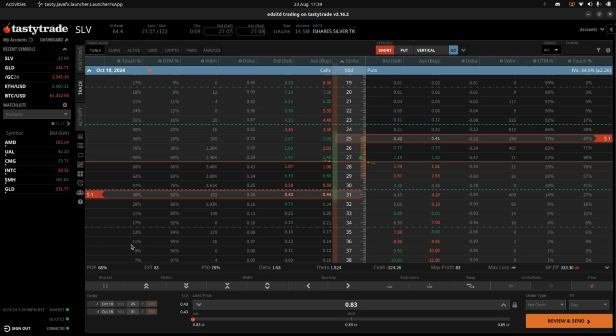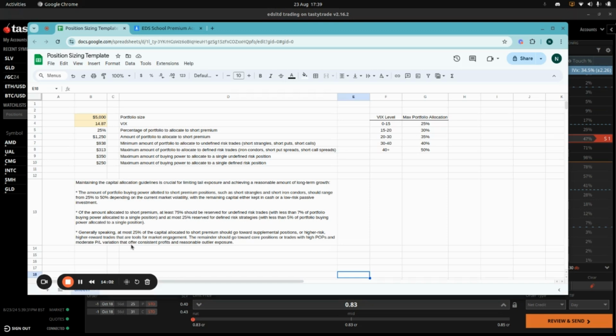This is a trade that anybody can place in their accounts, whether you've got a small account or a large account. It only requires $300 in buying power. So even with an account as small as $5,000, this would be perfectly fine, and it would fit your risk metrics. Speaking of position sizing, we have a position sizing template that you can use. You simply put in your portfolio size.